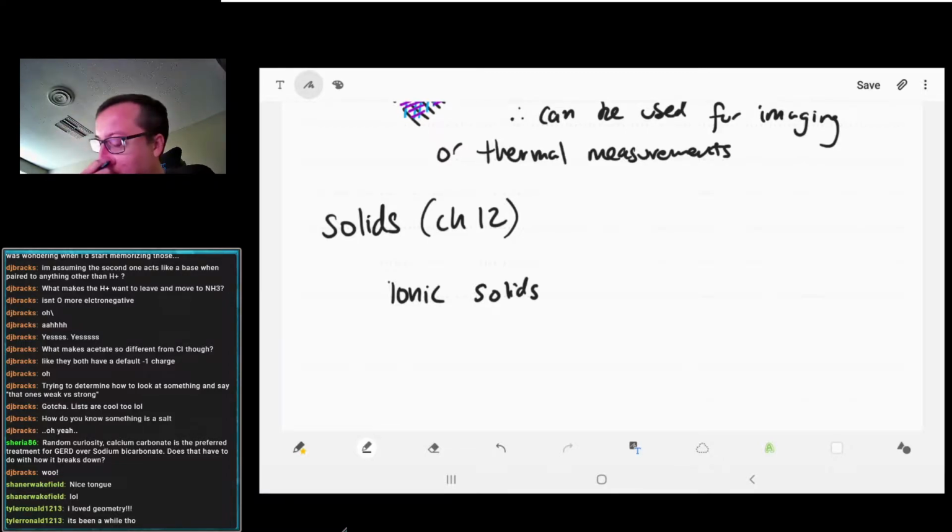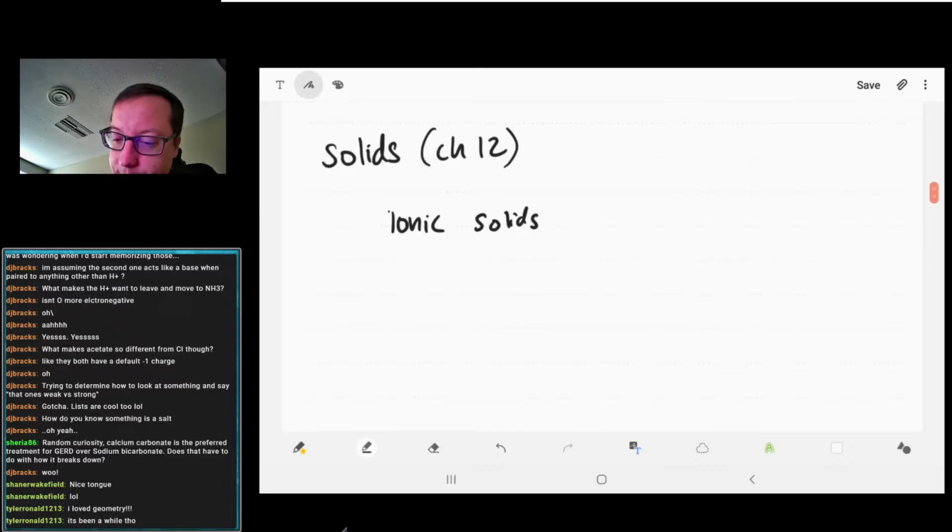Okay, so we have ionic solids. We also have metallic solids.